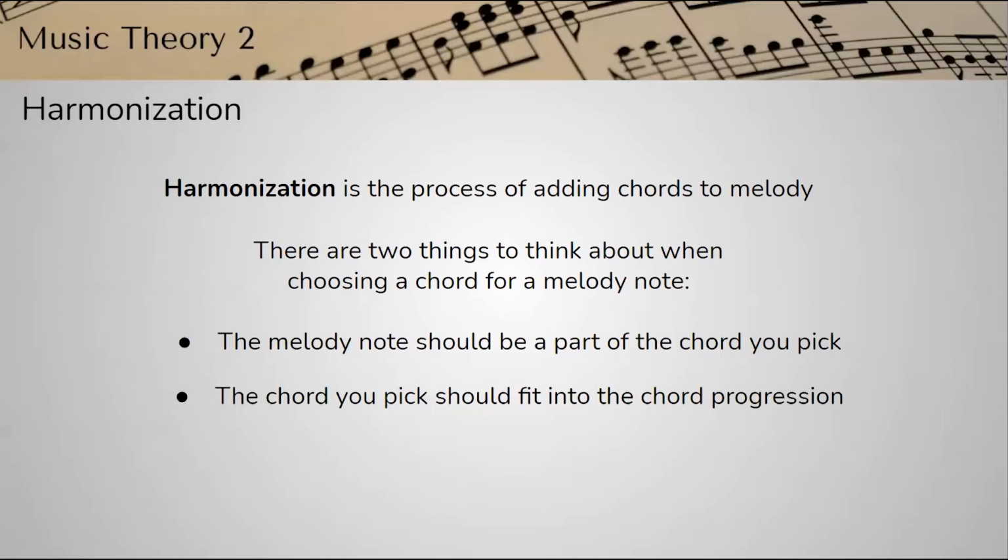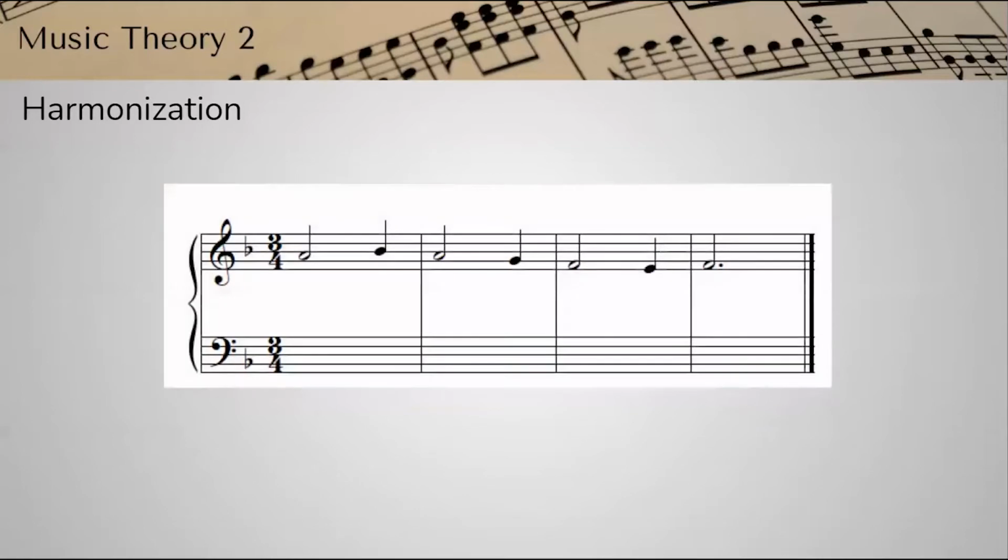But the melody note being part of the chord you picked, just to restate that, means that each melody note will either be the root, the third, or the fifth of the chord that is possible. And we went over that a little bit last time by listing all the chords that were possible for each melody note. So this is going to be the steps that you take in order to create a harmonization.